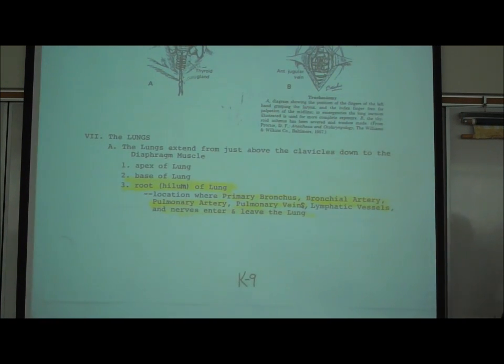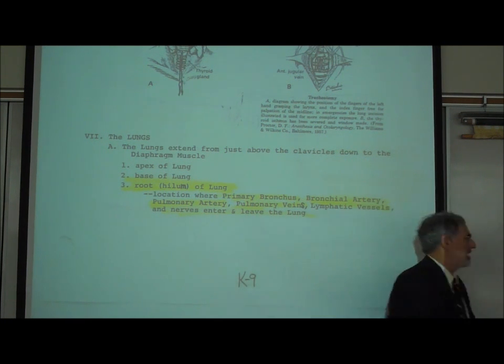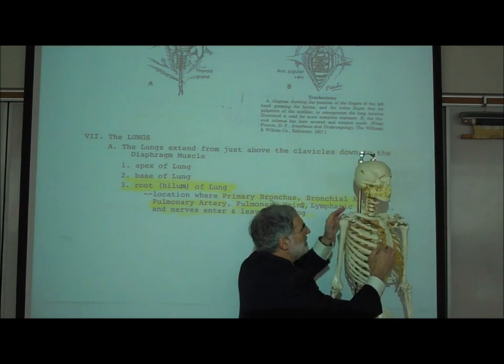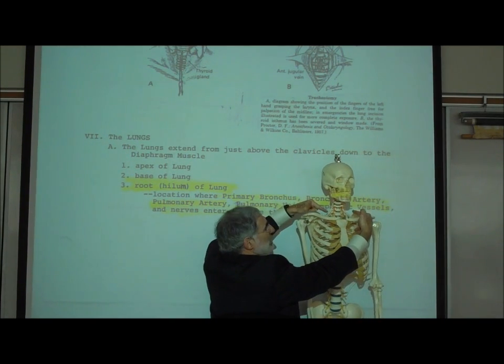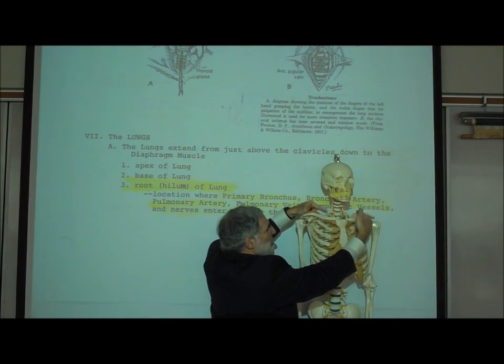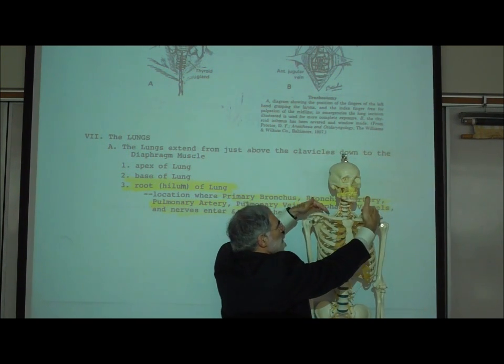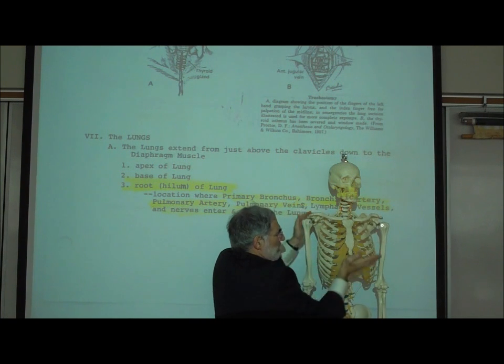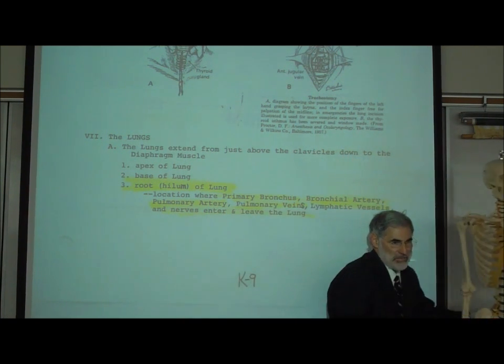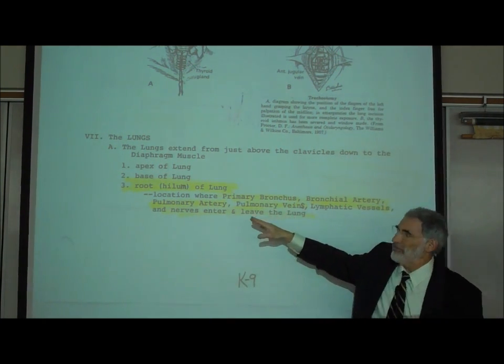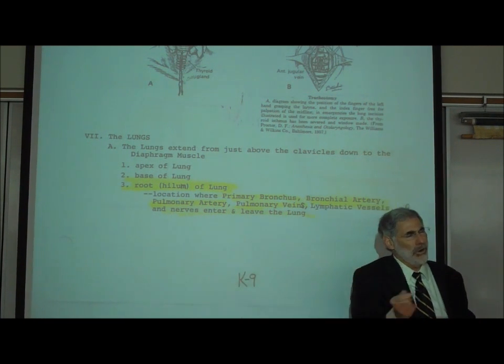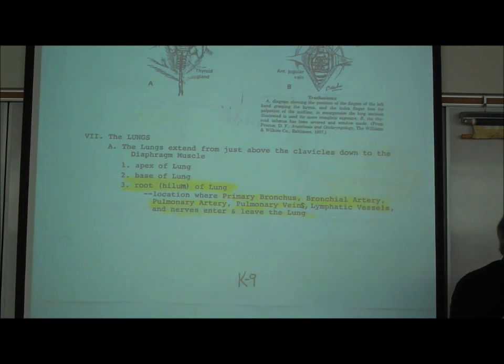The lungs. Okay, our lungs literally begin slightly above the clavicles. Here's the clavicles, so they actually even begin slightly above the clavicles, and they rest on the diaphragm muscle at the base. The top of the lungs are called the apex, the bottom are called the base. We'll see that in a picture in a moment. And the hilum of the lung. Now we've heard that word hilum.